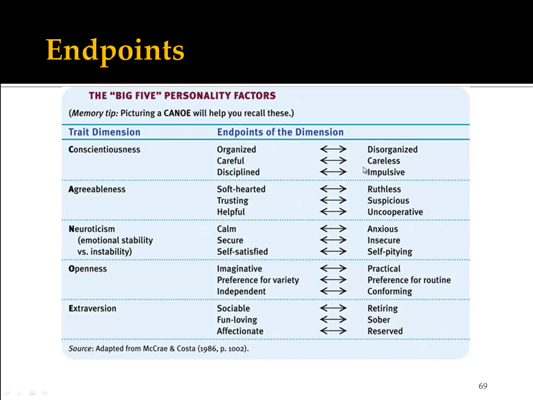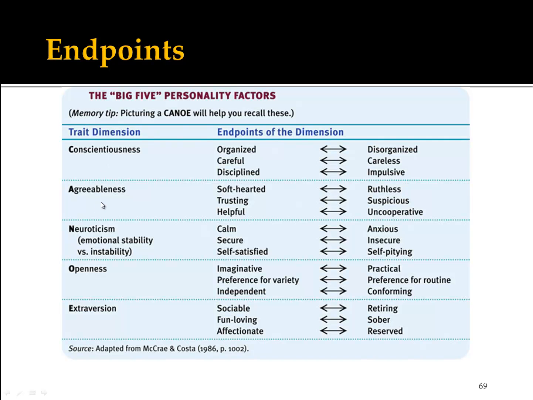We have subscales under each one, and for a person who's very conscientious, we expect them to be organized, careful, and disciplined. And on the scale, we can go from organized to disorganized. And if people are scoring low over here, or scoring high on this side as opposed to this side, then we would say they're low in conscientiousness. But if they're scoring more towards organized, careful, and disciplined, then they're high in conscientiousness.